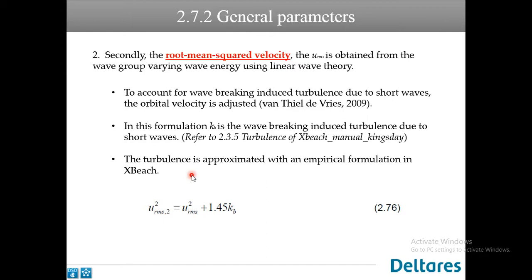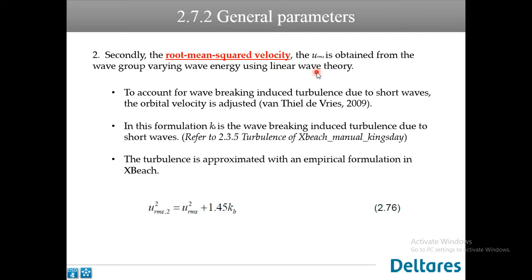So secondly, the root mean square velocity, U RMS, is obtained from the wave group varying with energy using linear wave theory. Okay, so kenapa dia pakai URMS? Dia measure of the speed of sediment. They define it as the average velocity square of the sediment. The reason we use the average is because the particles are moving in all directions, stirring everything. So kita nak determine both diffusion rates tu, kita guna root mean square velocity.